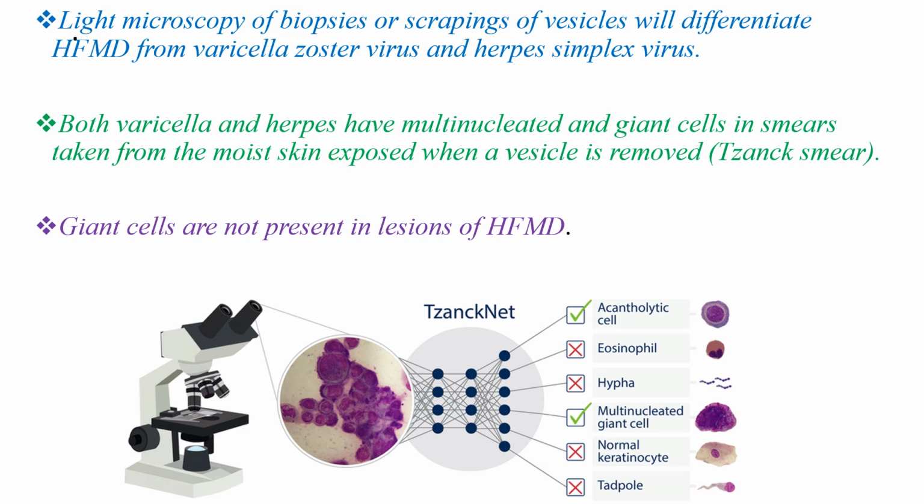Light microscopy of biopsies or scrapings of vesicles will differentiate HFMD from varicella zoster virus and herpes simplex virus skin lesions. Both varicella and herpes simplex virus have multinucleated giant cells in smears taken from the moist skin exposed when a vesicle is removed. This is done by Tzanck smear. Giant cells are not present in lesions of HFMD.